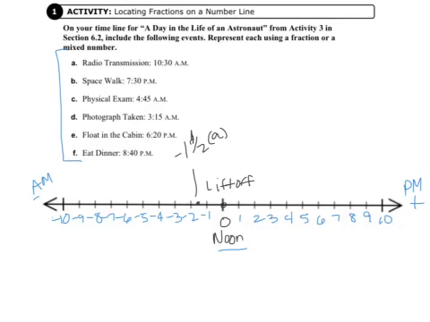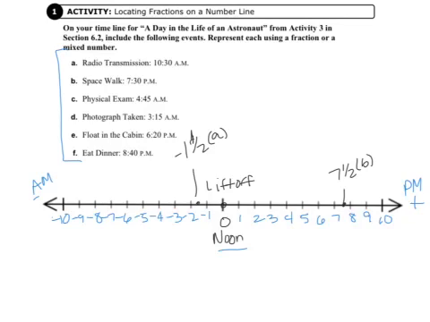The spacewalk is at 7:30 p.m., so that goes on the positive side, and that's much easier to see. It's halfway between the 7 and the 8, and that is at 7 and 1/2, so it's 7 1/2 hours after liftoff, and that's letter B.